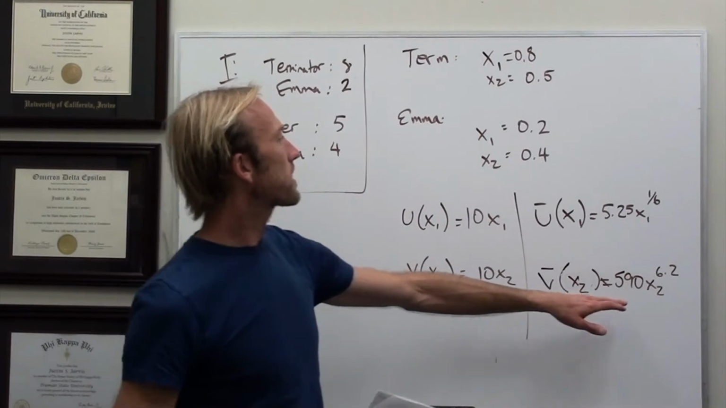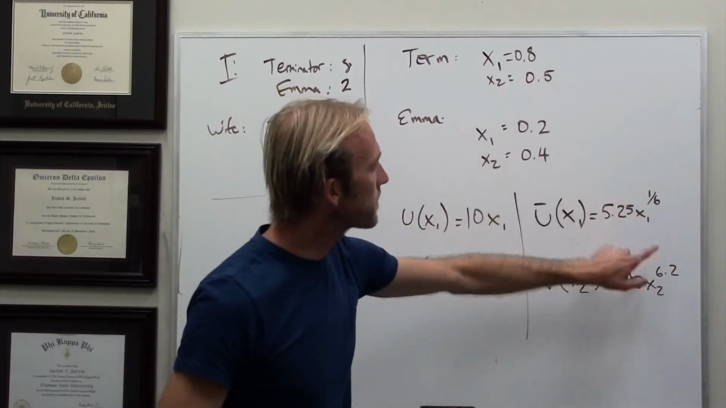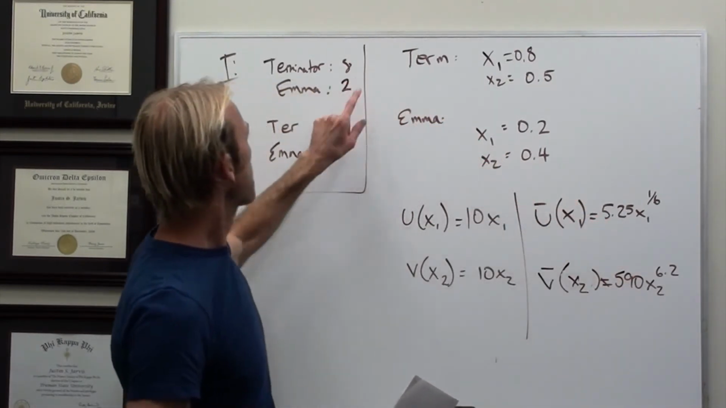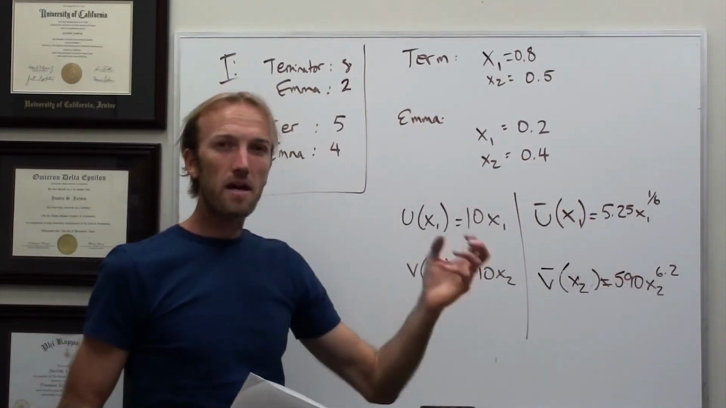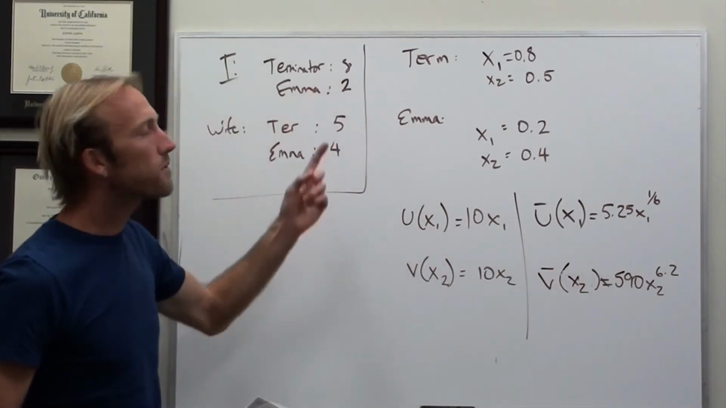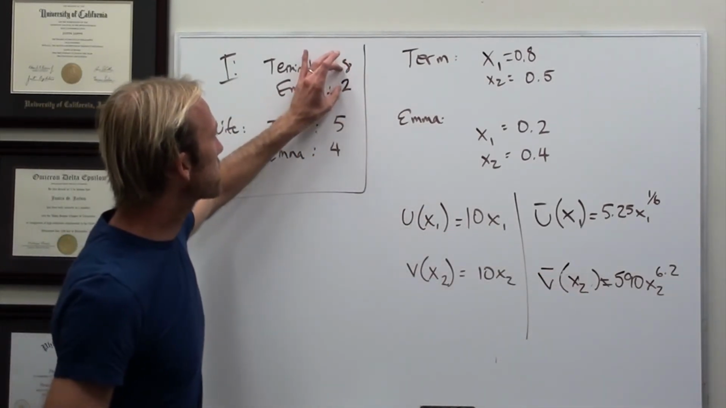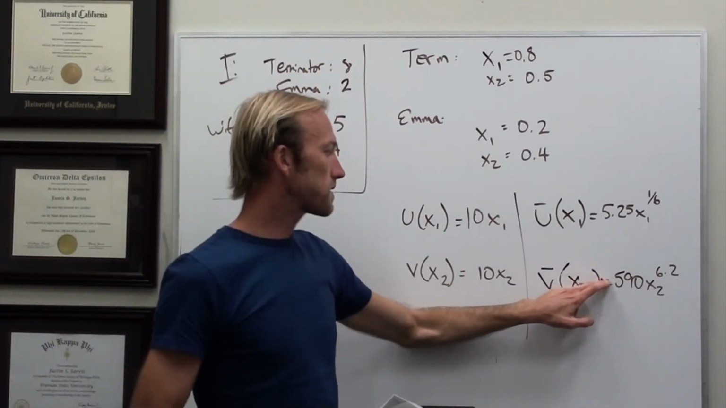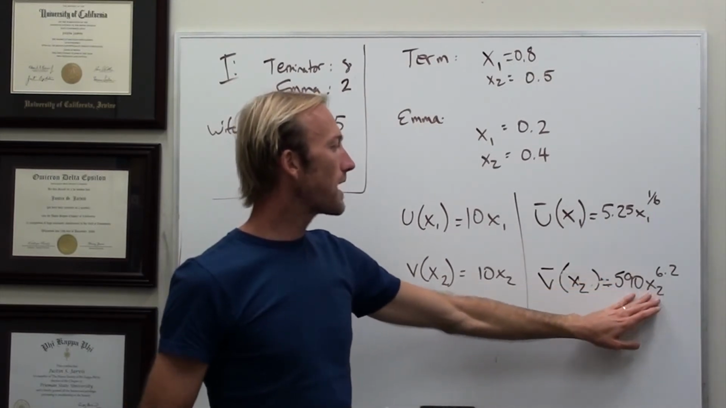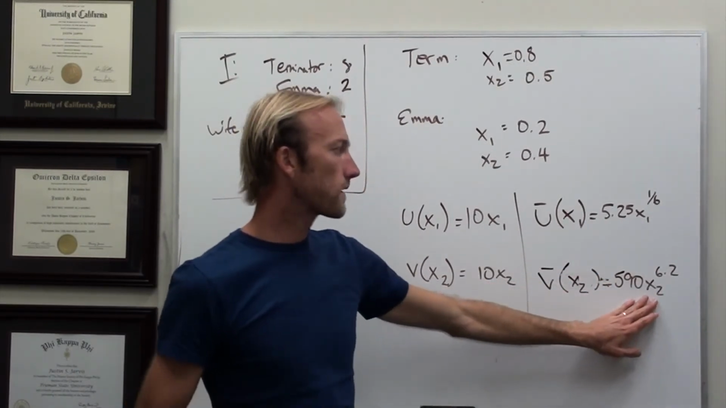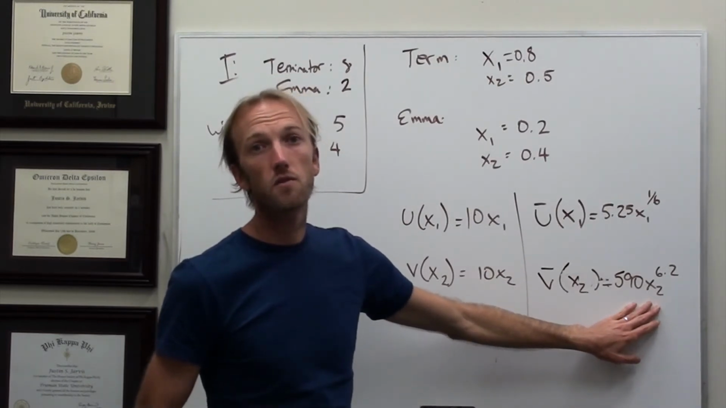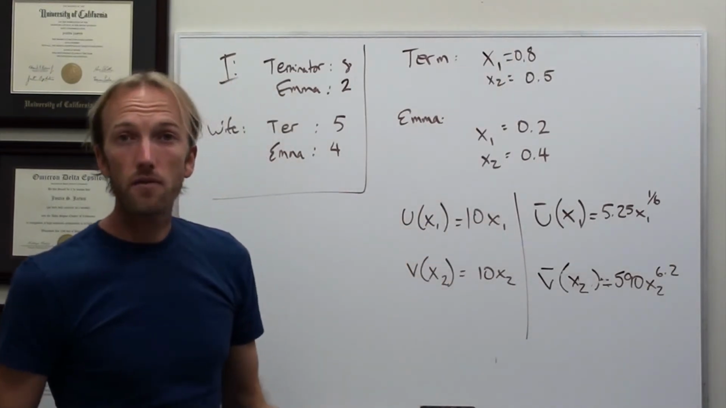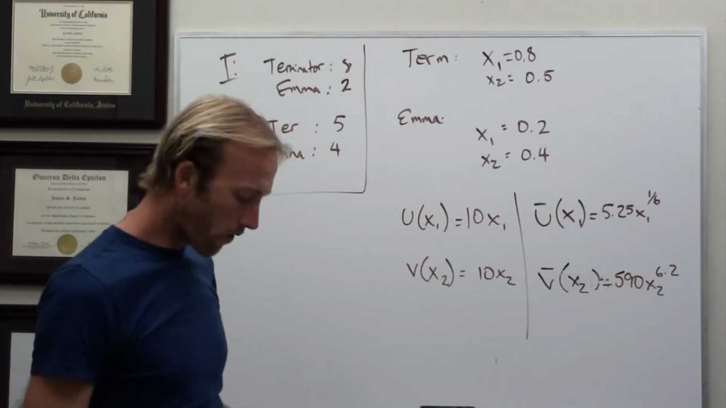Go ahead and plug in these x2 values. Take 0.5 and plug it in there, and you'll notice that comes out to be about 8. If you plug 0.4 in there, that ends up coming out to about 2. What I've done is make my wife's numbers reflect mine, because remember, the actual magnitudes don't matter, it's just the order. So I've shown you again, whoops, this is supposed to be an equal sign, how you can do any transformation from 10x2 to 590x2 to the 6.2. Notice this is a positive monotonic transformation. Once again, if you graph that, it looks kind of like this. You can do whatever you want to the utility, it doesn't change the order at all.